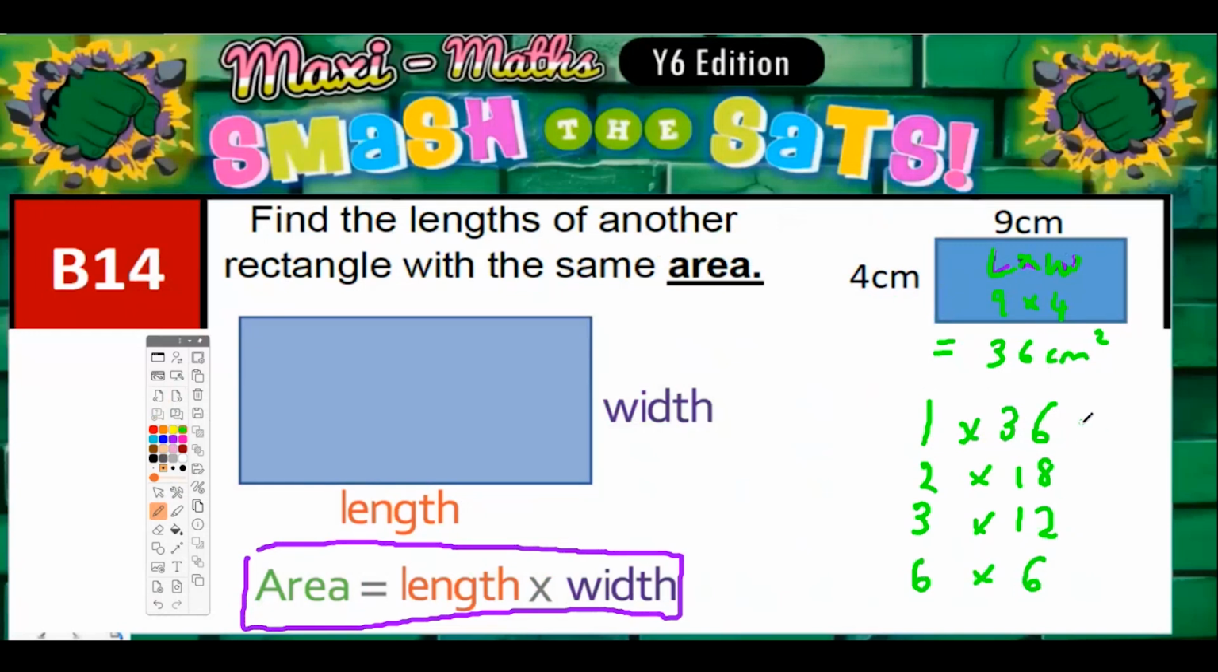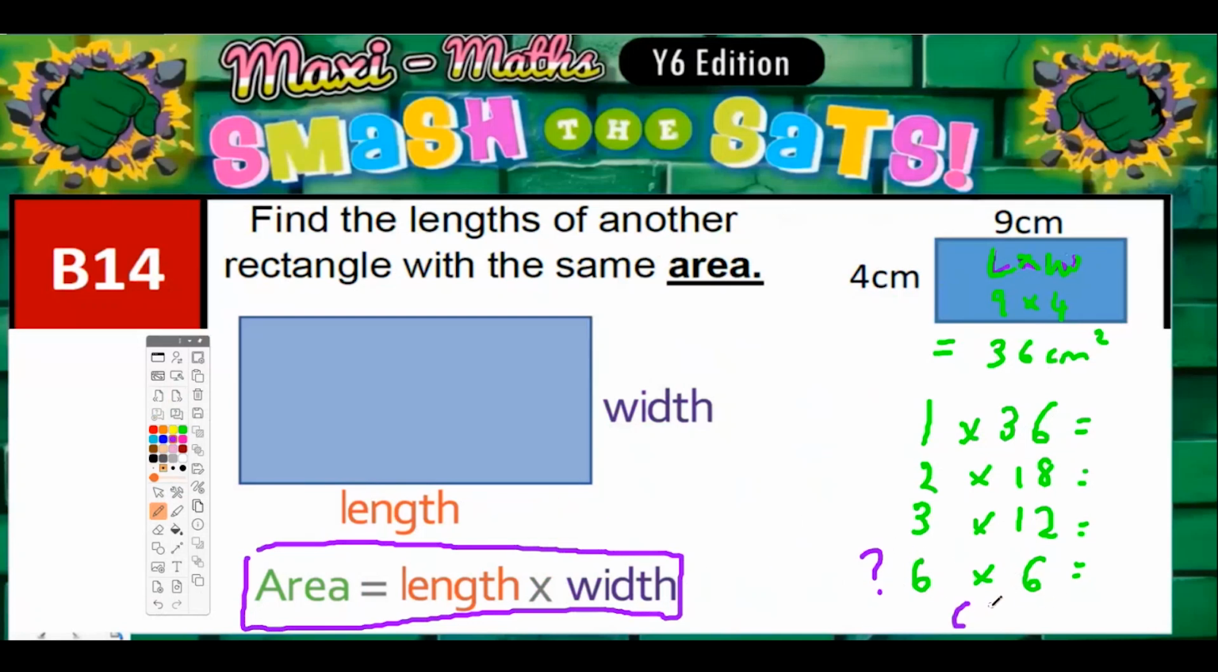So any pair of these could be your length and width of another one. You can have 36 length, 1 width, 18 length, 2 width, 12 length, 3 width, or 6 length, 6 width. But that's a bit of a sneaky one, because I'm going to put a question mark next to that one, because that wouldn't actually be a rectangle.